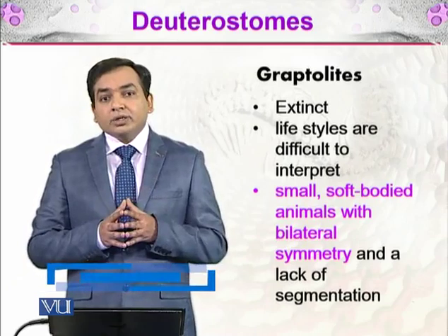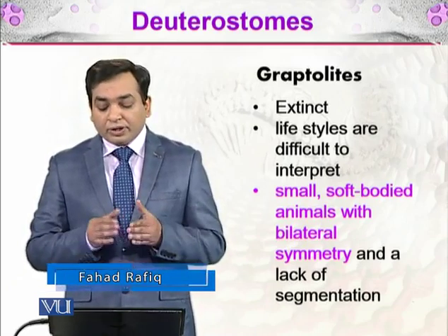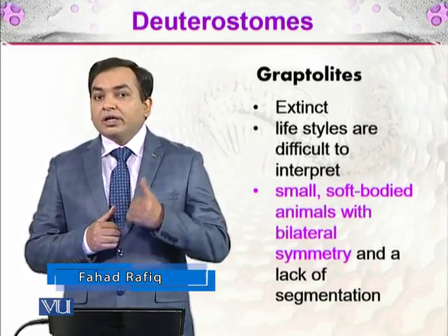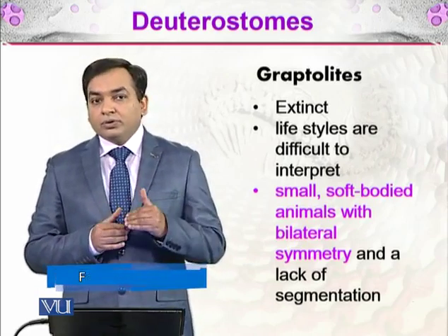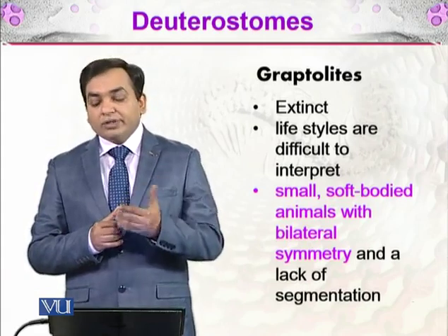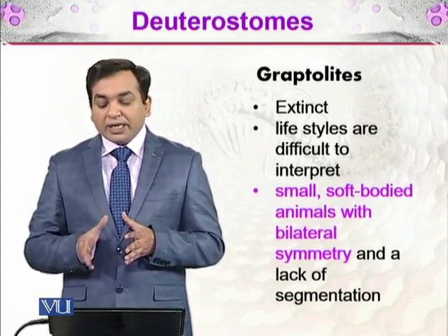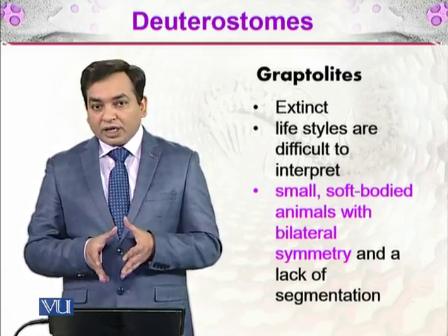The graptolites are extinct and their lifestyles are difficult to interpret. We cannot say what they ate or how they lived. But they were small, soft-bodied animals with bilateral symmetry and a lack of segmentation.